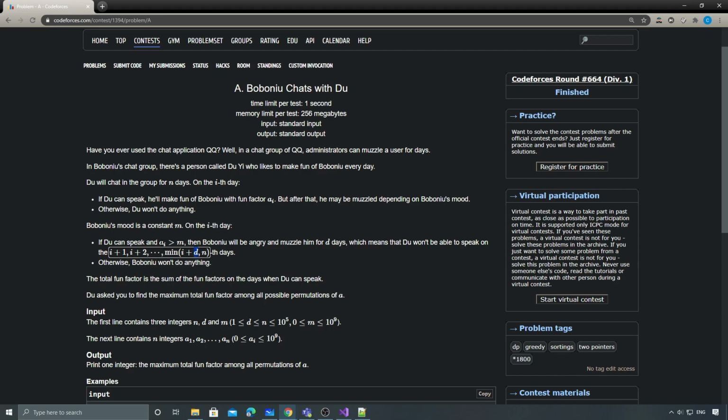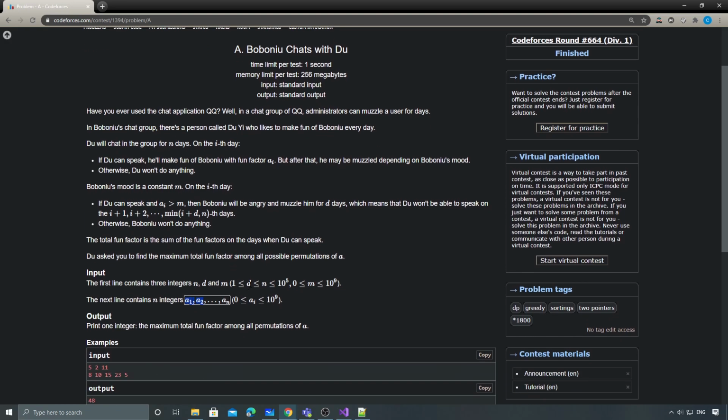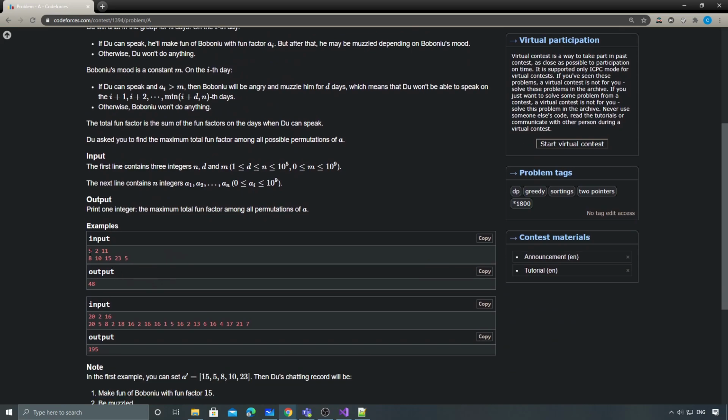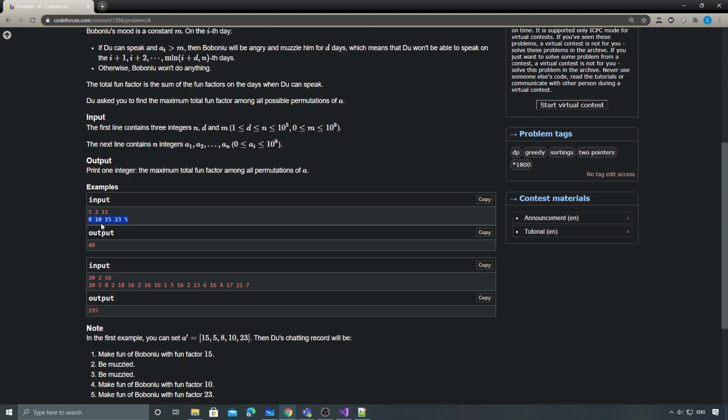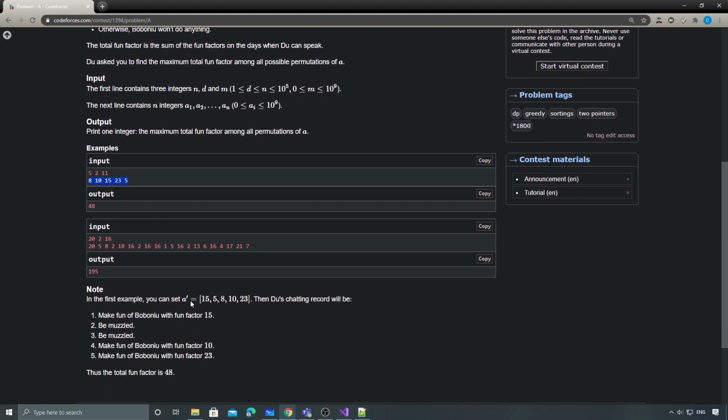right? Otherwise, if the current a_i is not greater than m, then he can just continue to chat on the next day. And it asks you to find the maximum total fun factor, which is basically the sum of the numbers, among all possible permutations. Basically, he can choose which day to chat first, and then it asks you to find the maximum. So for example, we have 5 days, and the muzzle days is 2 days, and the threshold is 11, and then we have these kinds of factors, and here is giving you the example.